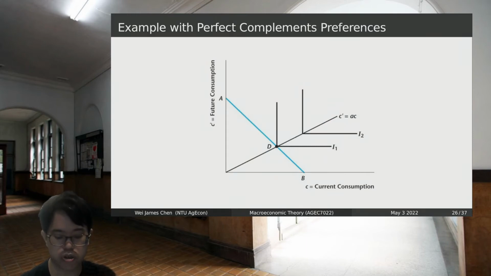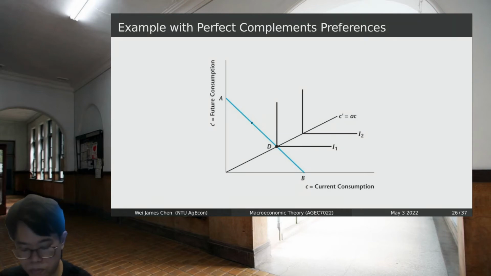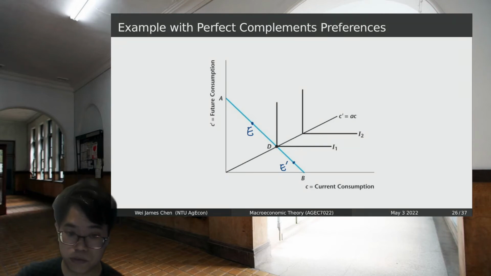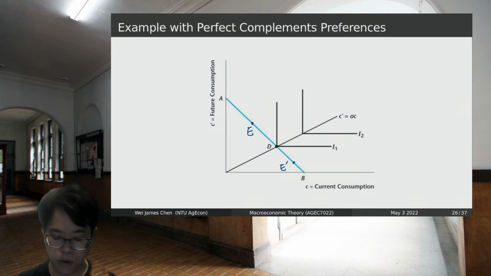And you can try to evaluate what happened. For example, assuming that the endowment is here or the endowment is here, and see what happened to a change in price ratio, or the interest rate, or the income. You will find that since this is a perfect complement case, the substitution effect will disappear, right?